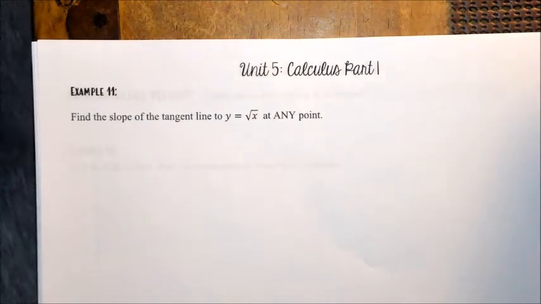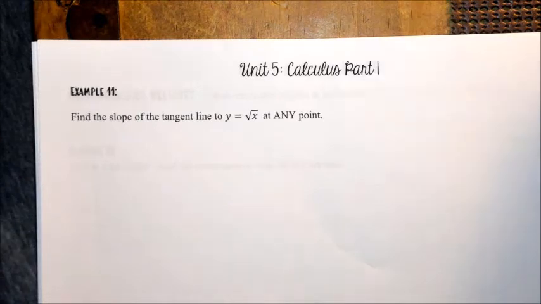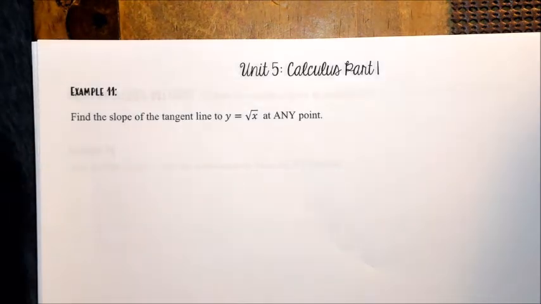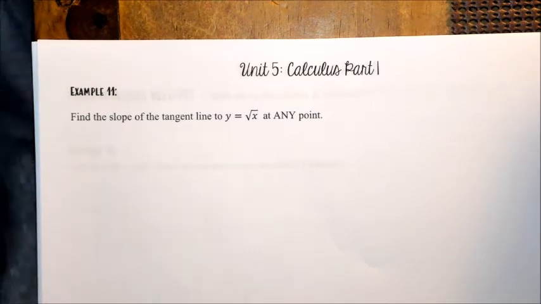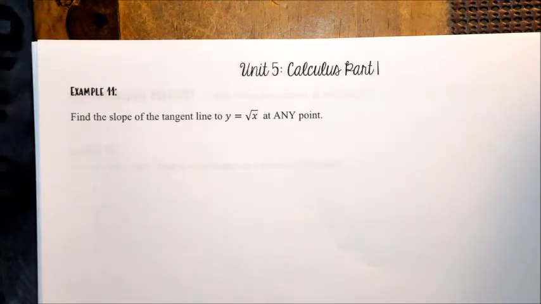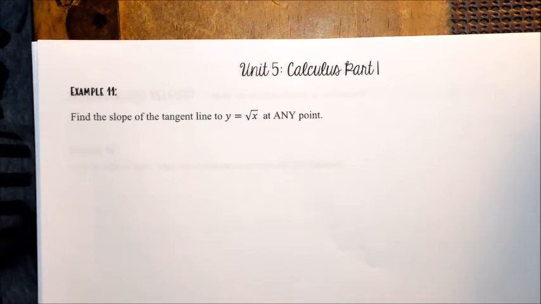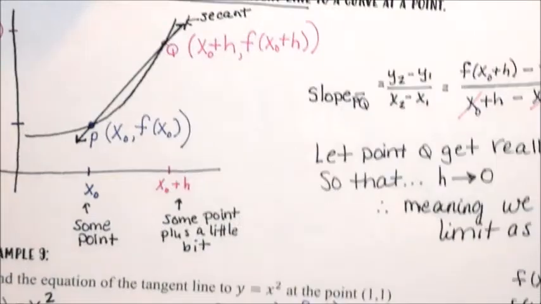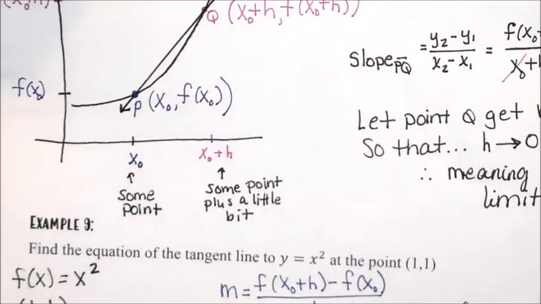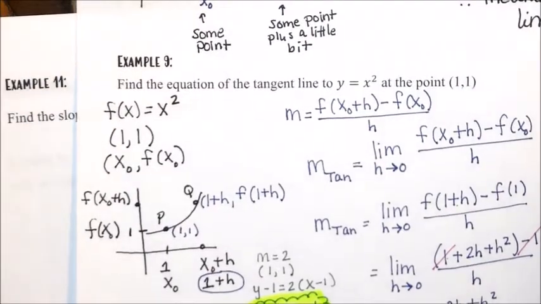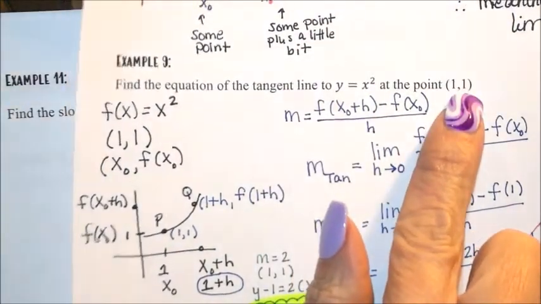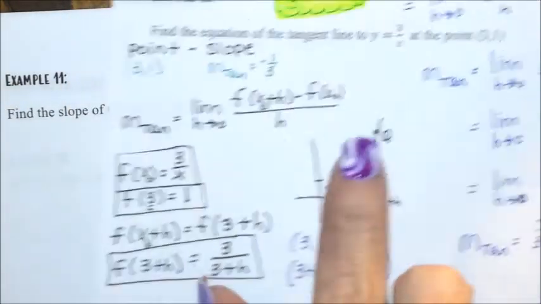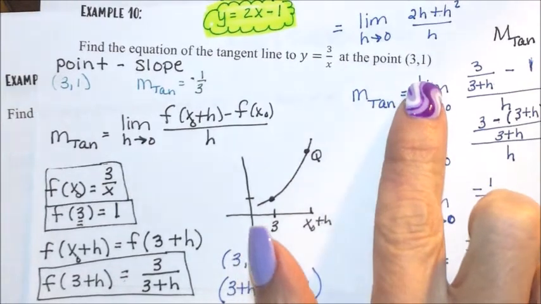All right, so here we go. We are on to number 11. I had a little typo on this one that I already corrected. Find the slope of the tangent line to y equals the square root of x at any point. Okay, so let me just go back. We found this one at the point 1, 1. And then we did this one, and we found the slope of the tangent at the point 3, 1.